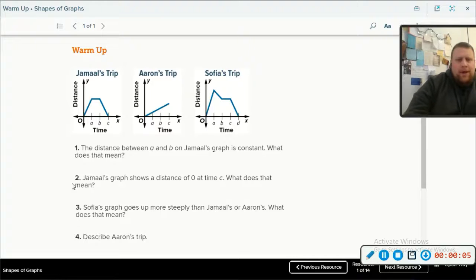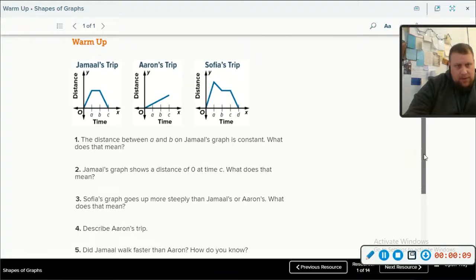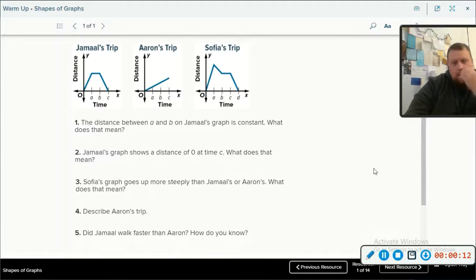Here's your warm-up. Go ahead and take a look at these graphs. I'm going to move this down just a little bit so you can see all the questions. Pause it if you need to, and I'll explain this in a minute.